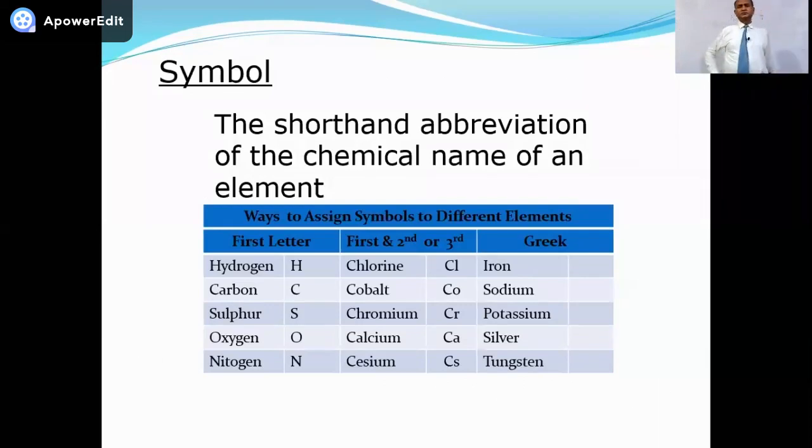Iron. What is the symbol of iron? The symbol of iron is Fe. Why? There is no F, there is no E in iron. It means there is something different. Why? Because Fe is chosen from its Latin name, ferrum.